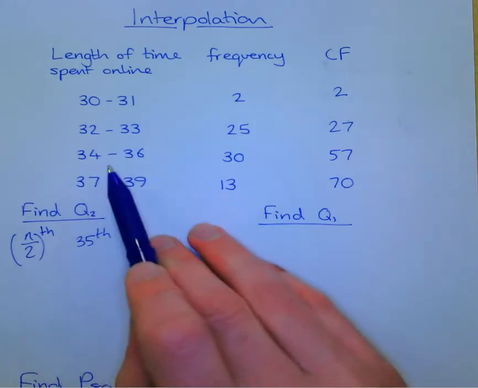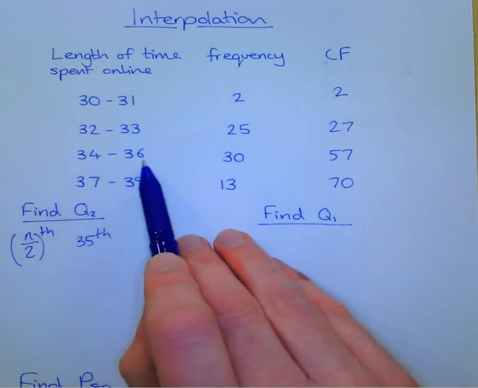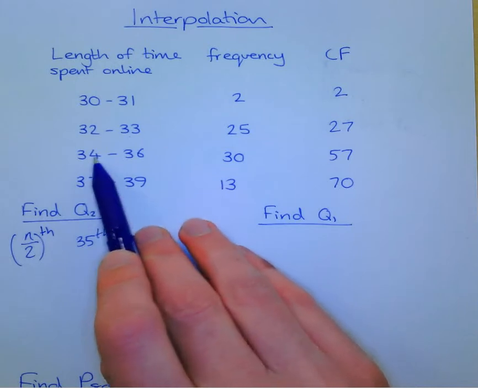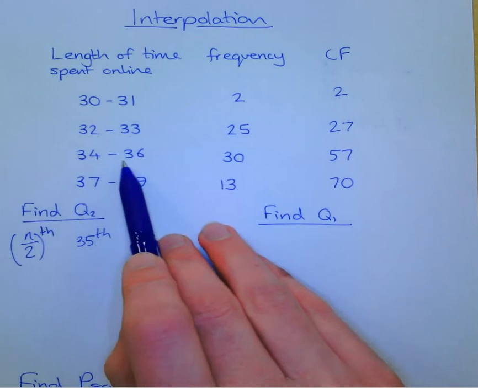And to do that, first of all, I've got to point out that what we're going to do is assume that the spread of data is even. Okay, they're not all at the 34. We're just going to assume there's an even spread of data between these values.